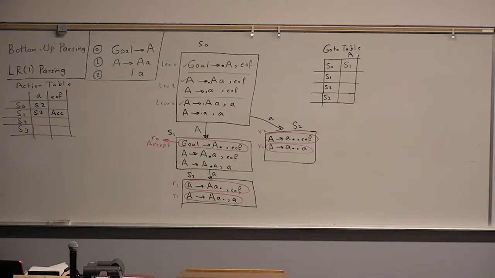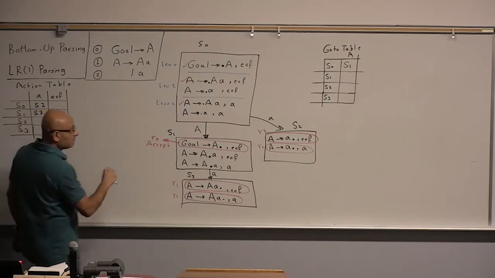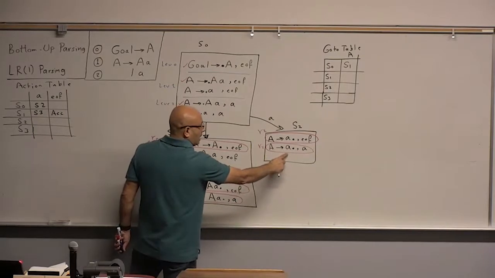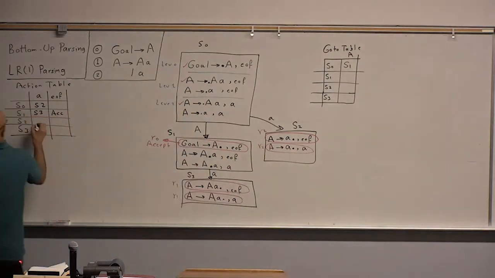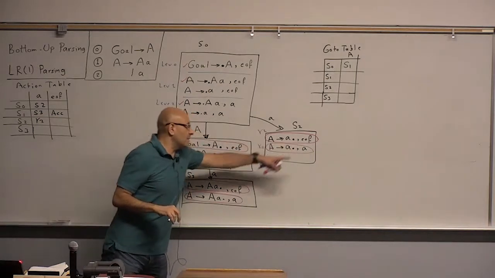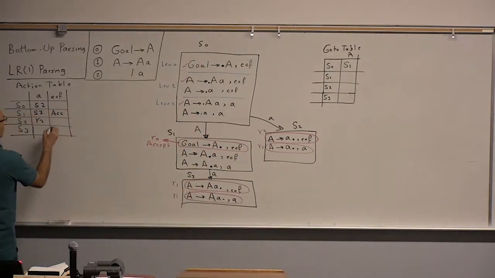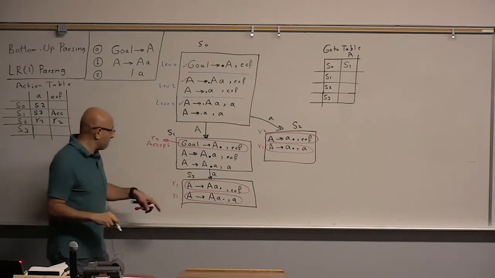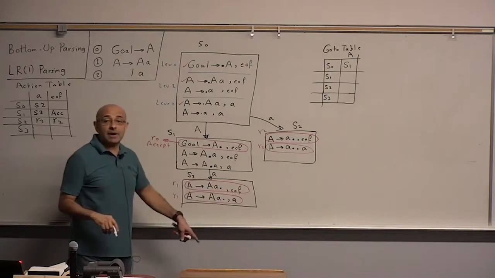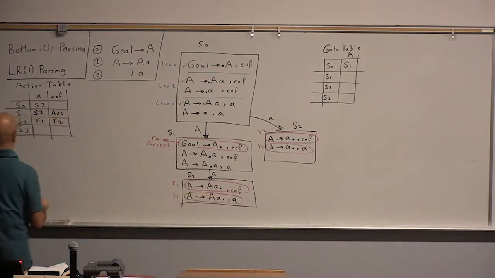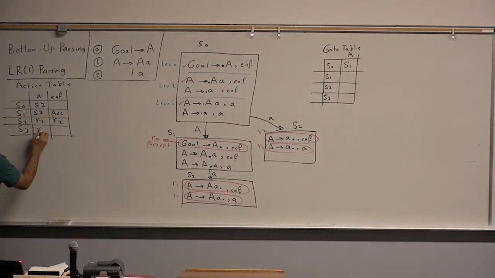Now, if I'm in S2 and I get an A, the look ahead is an A, you reduce by rule 2. What if I get an end of file? Same thing. Reduce by rule number 2. If you are in S3 and you get an A or an end of file, you are ready to make a reduction. And again, you reduce by rule number 1.